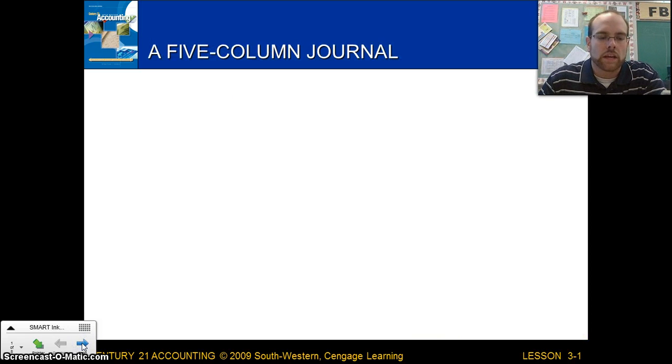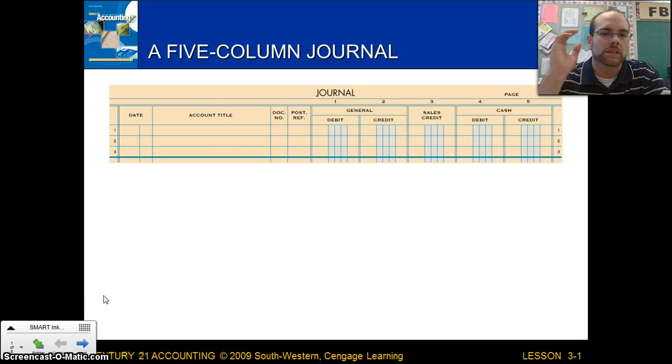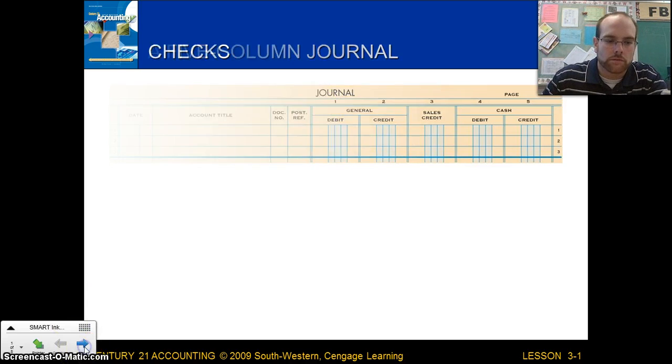The first thing I want you to look at is I'm going to show you a couple documents here. The first thing is the 5-column journal. In the 5-column journal, what we have is the date, the account title, document number, post reference, and then right here are the 5 columns that the journal is named after. Right here we have general, as in a general account debit or credit, and right here is where the account title will go. Then it could be either a sales credit and then also a cash debit or credit, depending on the general journal. This is a 5-column journal, just to give you a basic start off with.